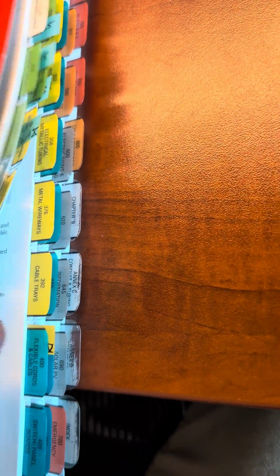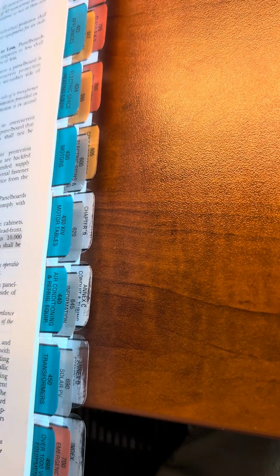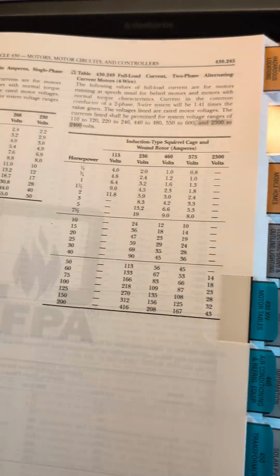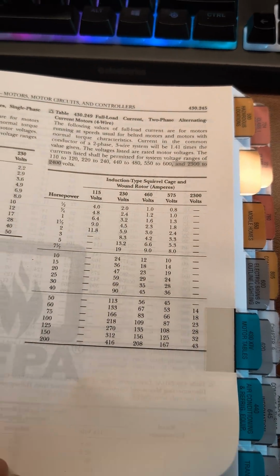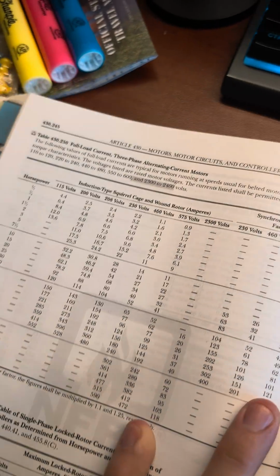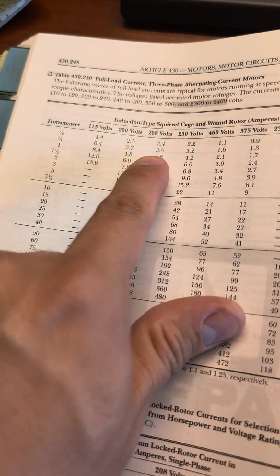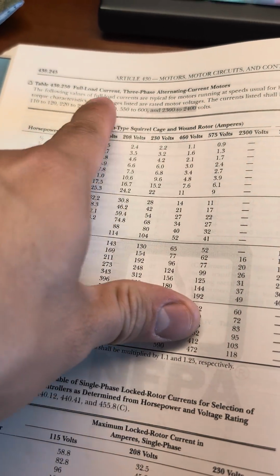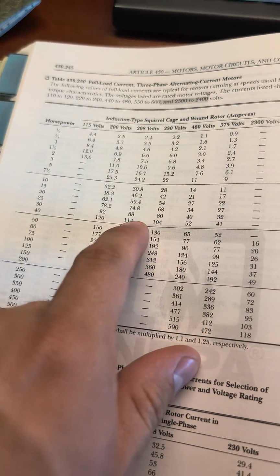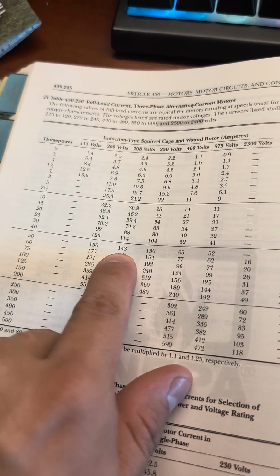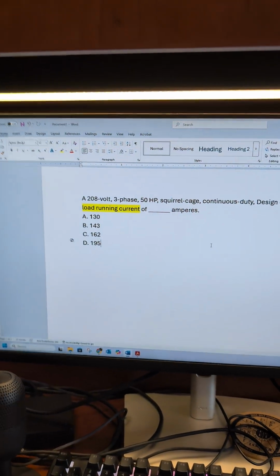So let's go look for 430.250. Now we just need to find the motor: 208 volt, three phase, 50 horsepower. This is for three phase motors. We're going to go to 50 horsepower, which gets us 143. That's your answer.